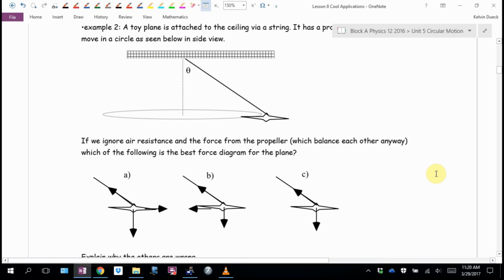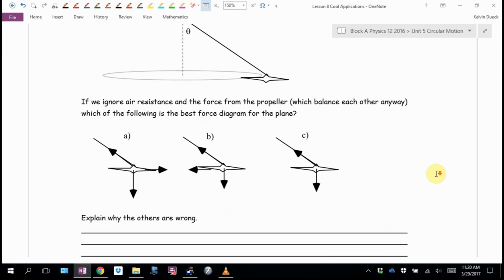If we ignore air resistance and force from the propeller, so there are 2 forces we're going to ignore. The propeller is pulling it into the page, forwards, but air resistance is pushing out of the page, and they're in equilibrium because it's going around at a constant speed. So we're going to ignore those forces. Which of the following is the best free body diagram for the plane, A, B, or C? Well, let's see if we can figure it out.